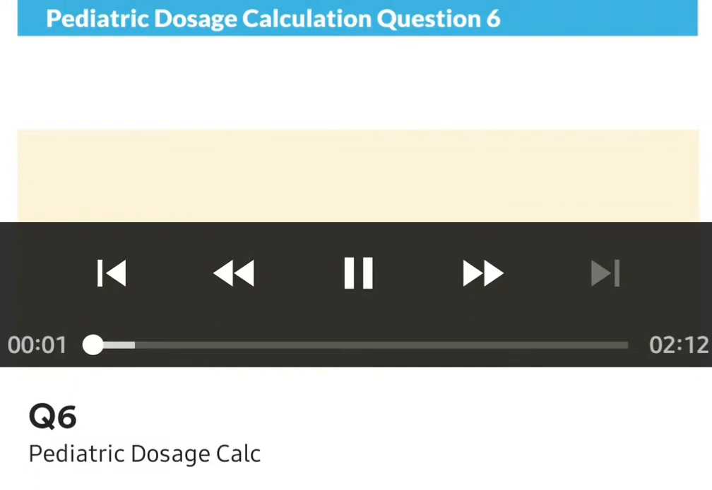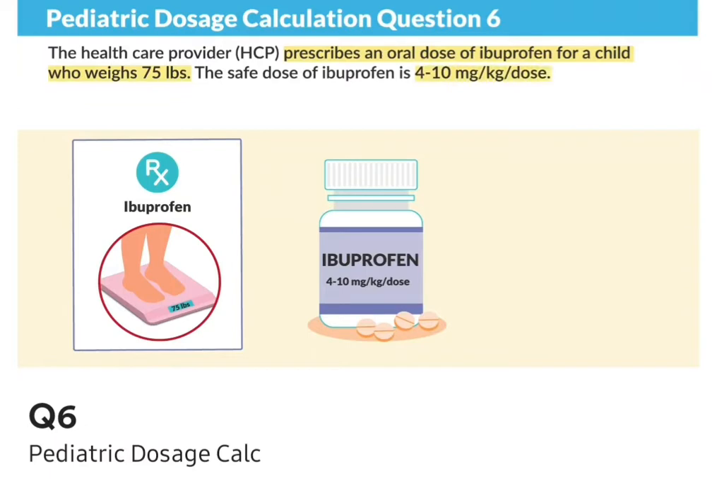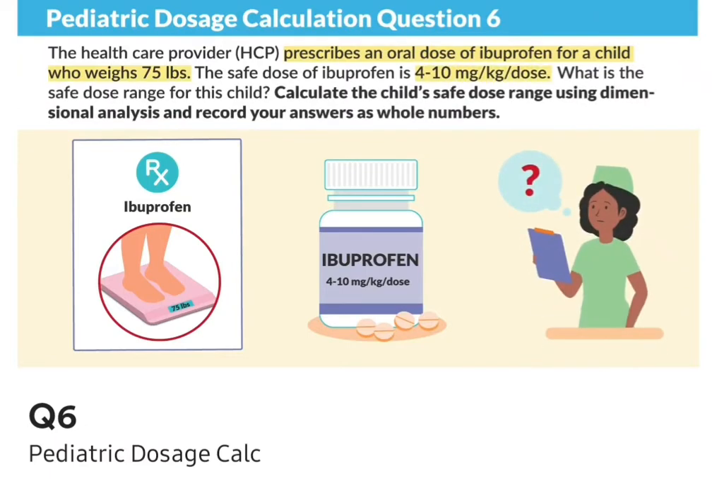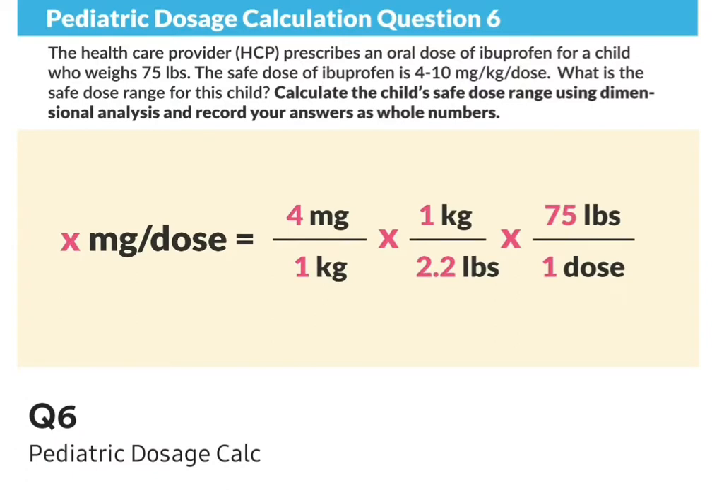Now moving on to question 6, the provider prescribes an oral dose of ibuprofen for a child who weighs 75 pounds. Now, the safe dose of ibuprofen is 4 to 10 milligrams per kilogram per dose. So what is the safe dose range for this child? All right, so as usual, we're converting those pounds to kilos and then finding the safe dose range. So using dimensional analysis, we're solving for X milligrams per dose. So let's start with the low range here.